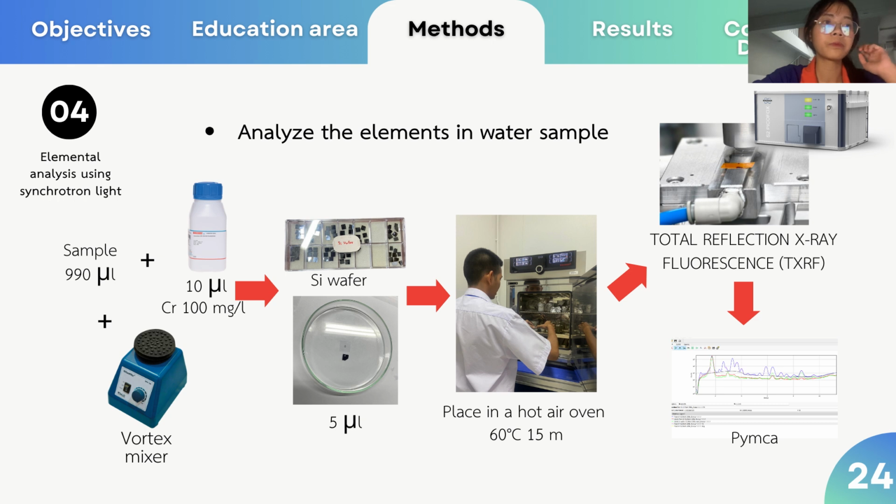Then use the micropipette to drop 5 microliters onto a silicon wafer plate. Place it in a hot air oven at 60 Celsius for 15 minutes. Then put it in the total reflection X-ray fluorescence or TXRF machine. Then we will get the elemental spectrum in the PyMCA program.